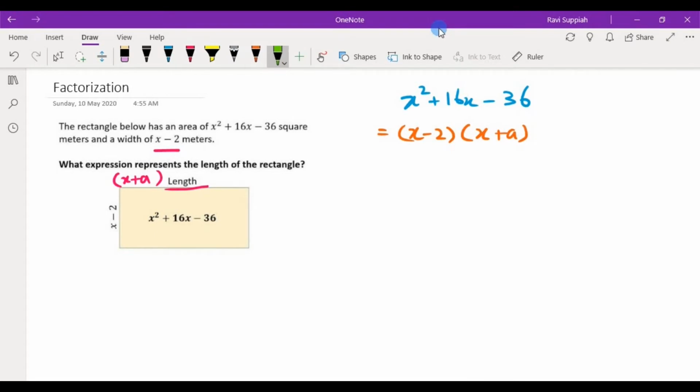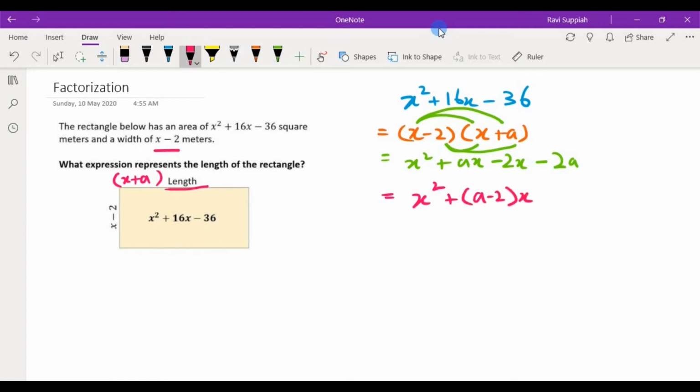Now let's expand this expression and see what we get. x multiplied by x, I get x squared. x multiplied by a is ax. Minus 2 times x is minus 2x. And minus 2 times a is minus 2a. Now the next step is to group the terms together, since I have two x terms. So I have x squared plus (a minus 2) times x, minus 2a.